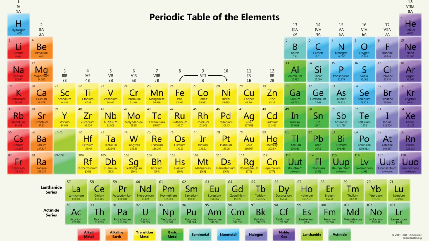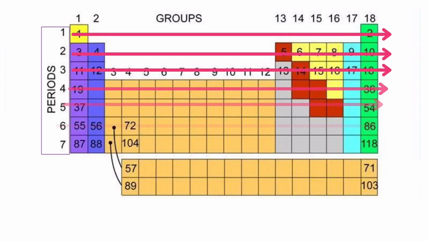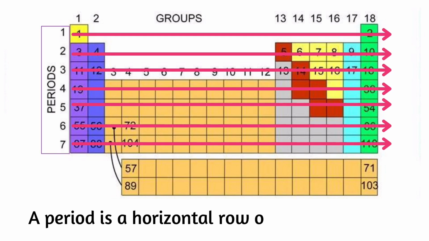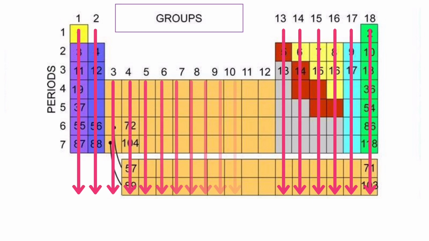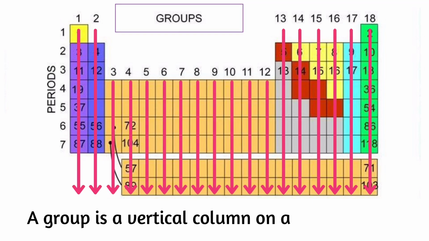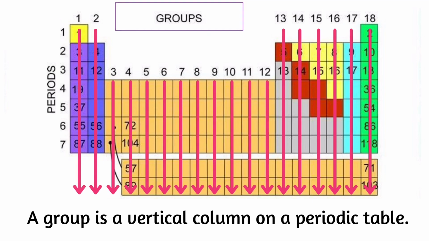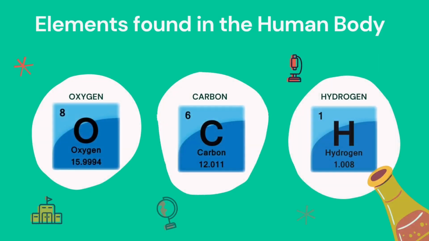The elements in the periodic table are arranged into periods and groups. There are 7 periods which can be seen in a horizontal row on a periodic table. On the other hand, a total of 18 groups are arranged in a vertical column. Some of the most common elements found inside our human body are oxygen, carbon, and hydrogen.